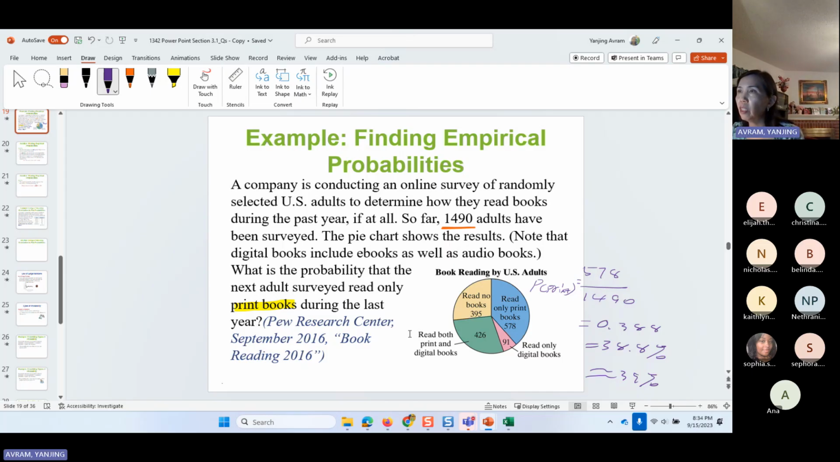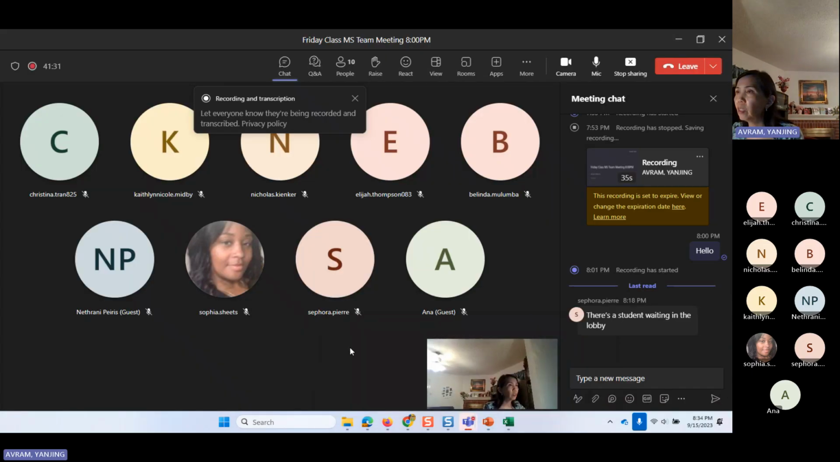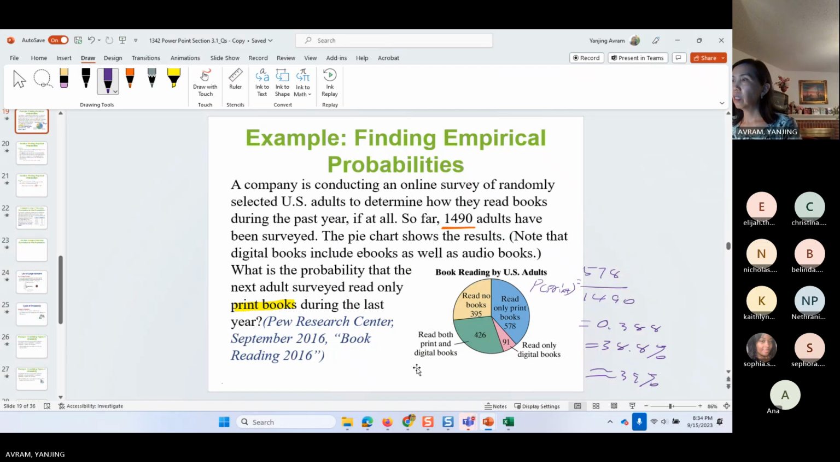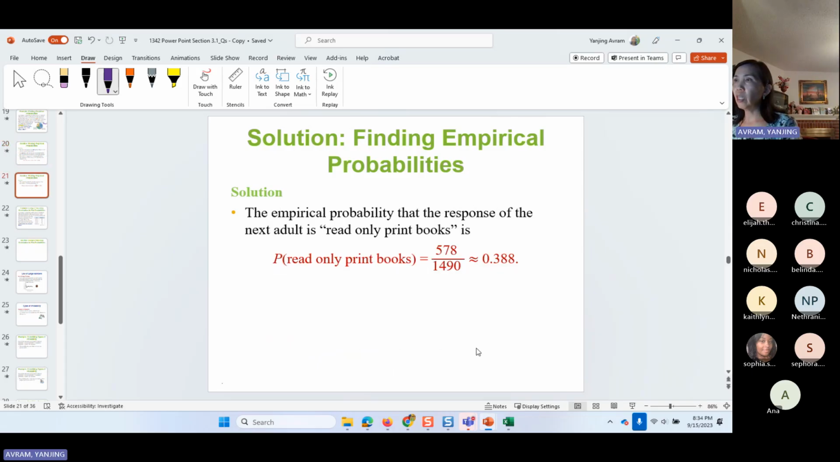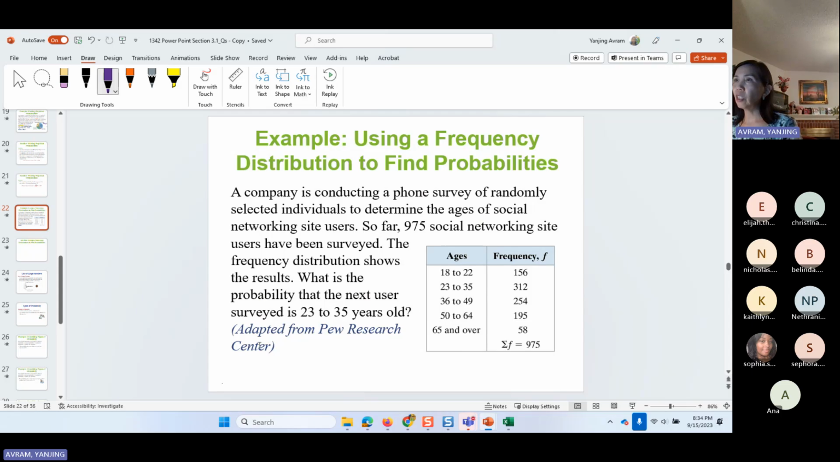Any questions so far? Anyone have any questions? Okay, so the total here is 1490, and then you use 578 divided by the total, which gives you the probability. So that is called empirical probability.